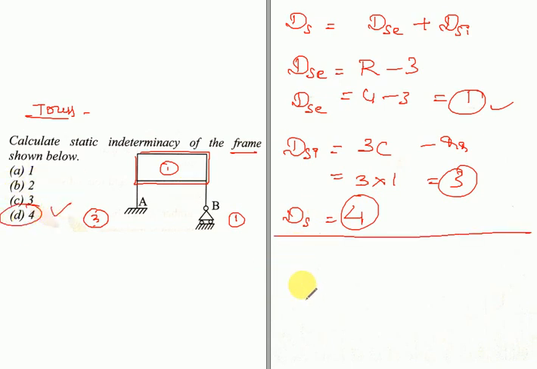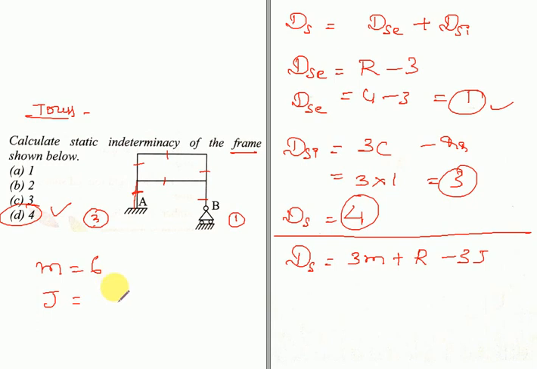One more direct formula I have given you: Ds is equal to 3m plus r minus 3j. If you substitute in this formula, you will also get the answer. Let us do it once. What is m? The total number of members present here. How to find the members is very important. See, this is one member, 1, 2, 3, 4, from every node to node, 5, 6. The total number of members is 6.